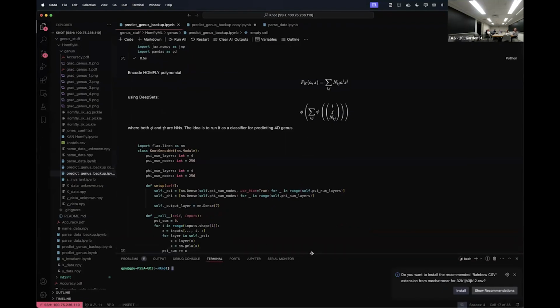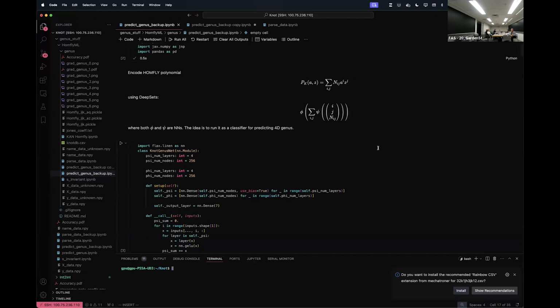So essentially the idea is to predict the 4D genus of a knot, and I don't know if Fabian already discussed the types of encoding yesterday, but the one that I'm going to talk about now is the deep sets type of encoding. Essentially the idea is that you have a polynomial represented as such. All you have to do is construct a deep set where you encode the degrees of individual variables and the coefficient in front, and this is automatically going to make it invariant under permutations. In this case, I set it up to run as a classifier to predict the 4D genus.